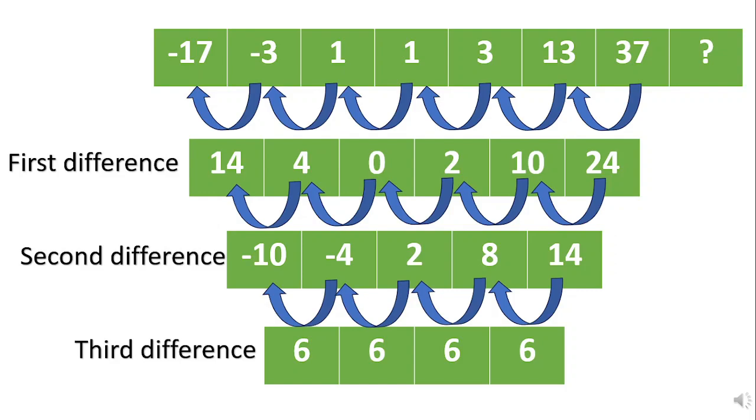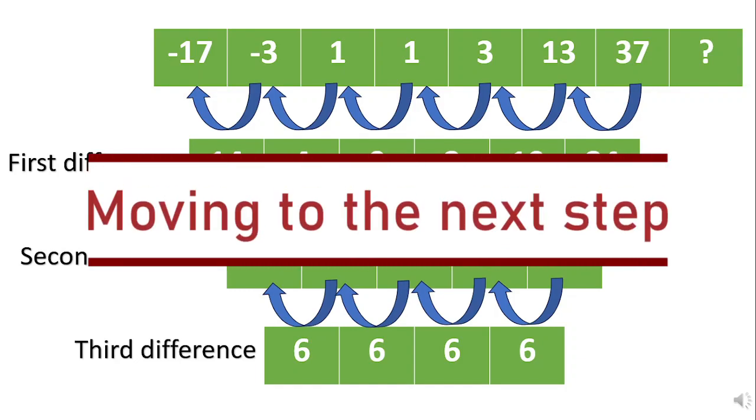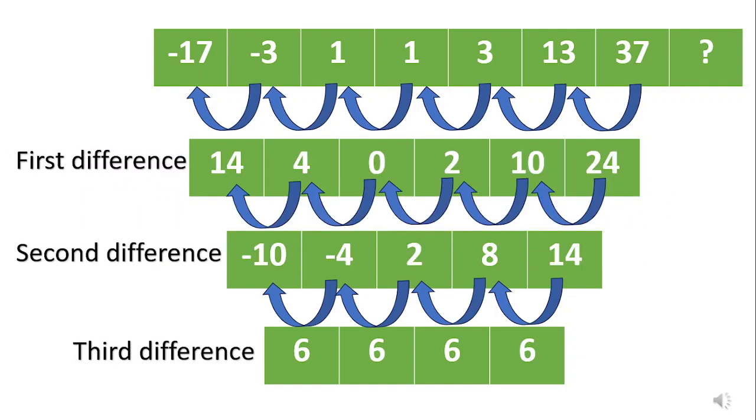We conclude that this is a third degree polynomial sequence, as the third difference has come out to be constant. Now we start with a reverse calculation. The difference between consecutive terms of the second difference series is 6. So the next number in the second difference series is going to be 14 plus 6, which is 20.